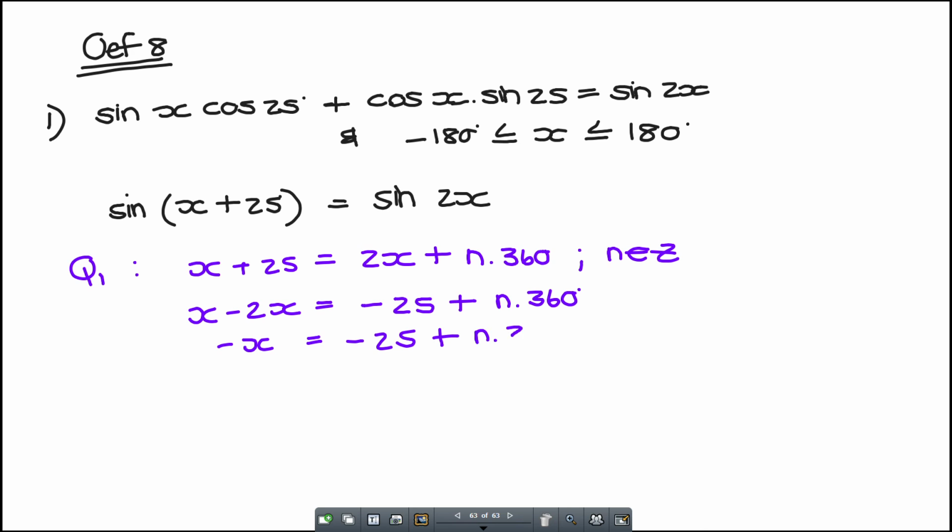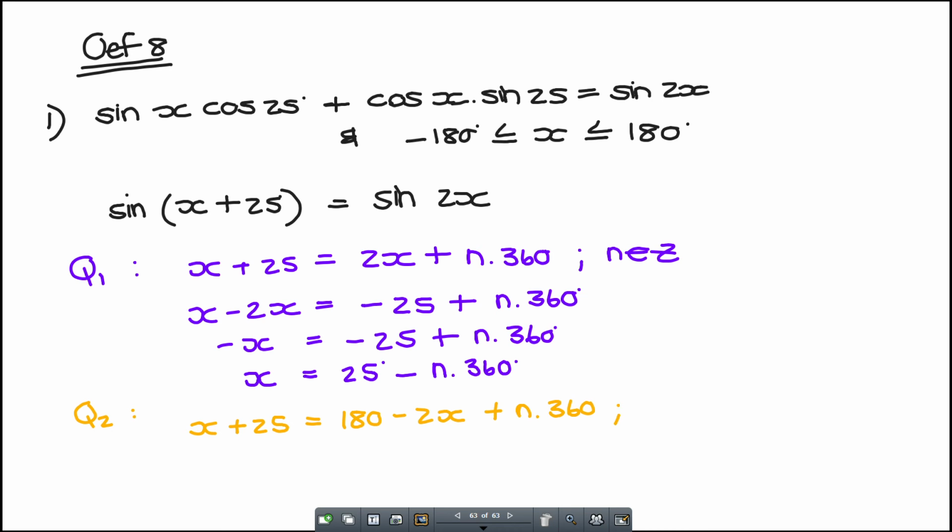Maar, we don't want it to look like that. No, we don't want minus x. So we can take out a negative, which means that this will become positive x, positive 25, and what happens here? Minus n times 360. Julle reg so ver. Okay, then quadrant 2. Gaan ek x plus 25 is equal to 180 minus that 2x.